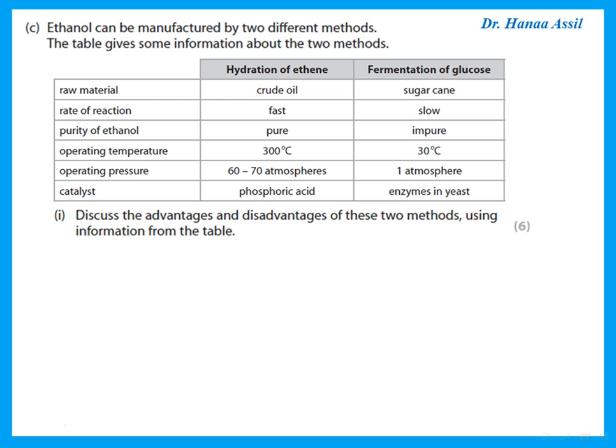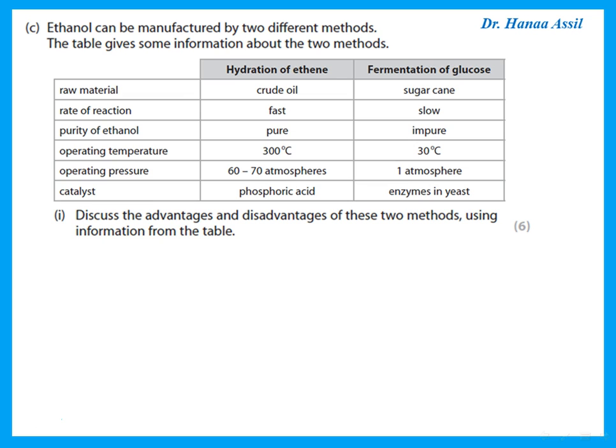Ethanol can be manufactured by two different methods. The table gives some information about the two methods. Discuss the advantages and disadvantages of these two methods using information from the table. Okay, what were the advantages and disadvantages of each method?